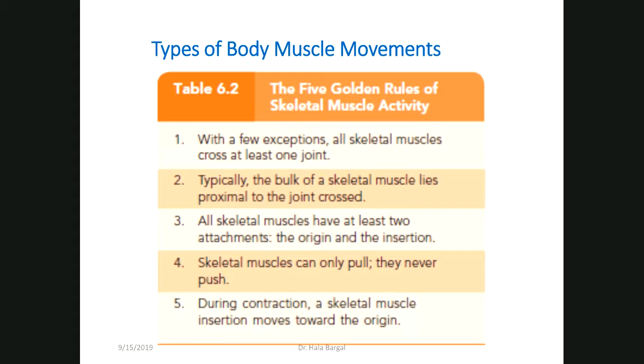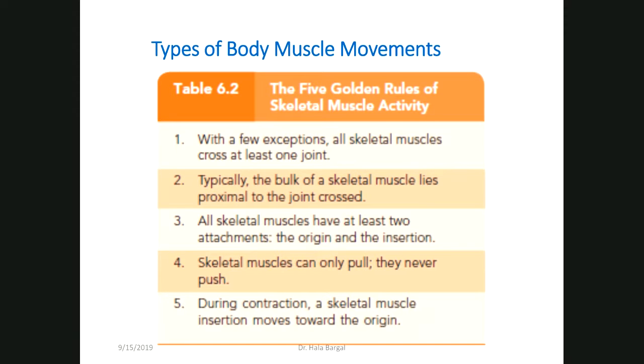The origin of the muscle could be two or three origins, like the triceps has three heads, right? But a single insertion. You can ask me, do some muscles have double insertion? Yes, you can read it in the book, like the adductor magnus muscle. Skeletal muscles can only pull, they never push. During contraction, a skeletal muscle insertion moves towards the origin. Usually, the insertion comes closer to the origin.